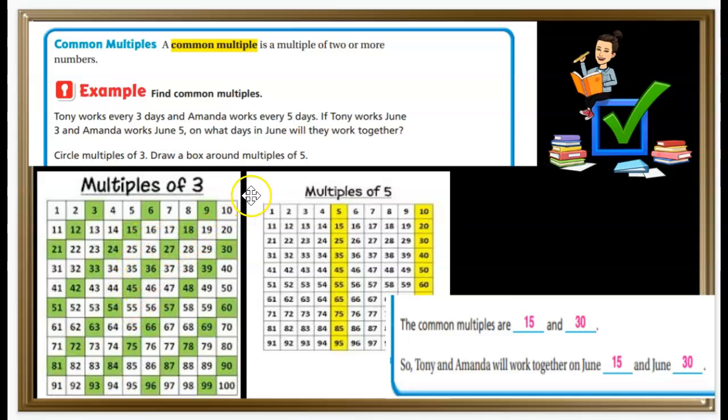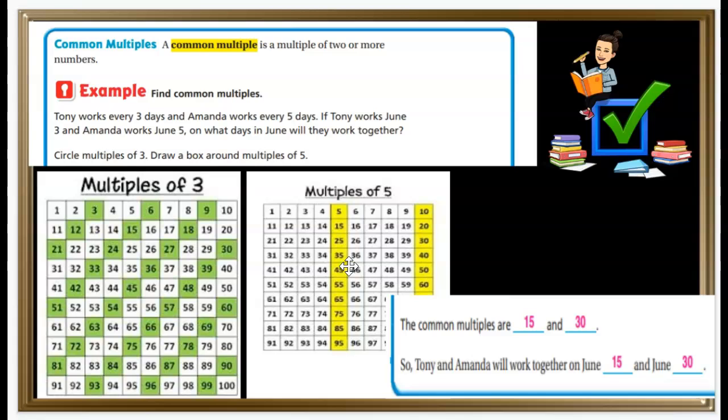Let's go on and check for multiples of 5. We will start at 5 because it is our given number, multiplying it by the counting numbers. 5 times 1 is 5. 5 times 2 is 10. 5 times 3 is 15. 5 times 4 is 20. We will be going up by 5 continuously.